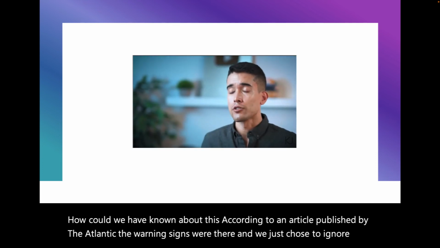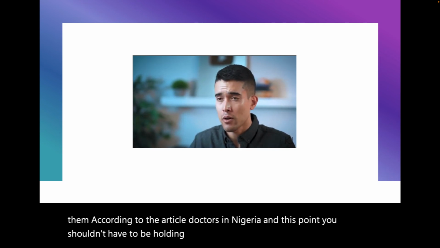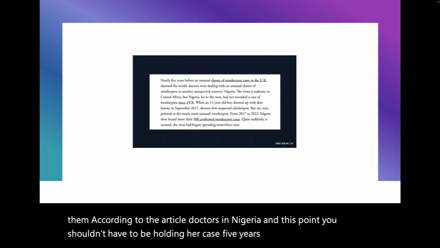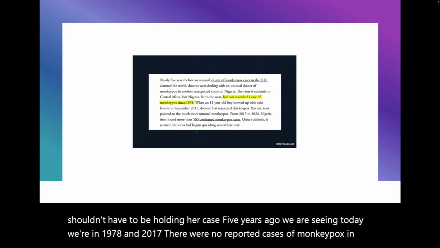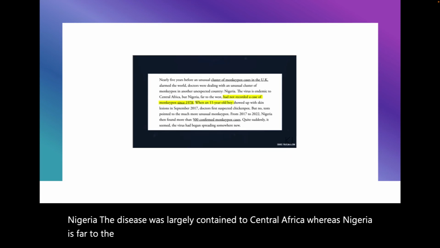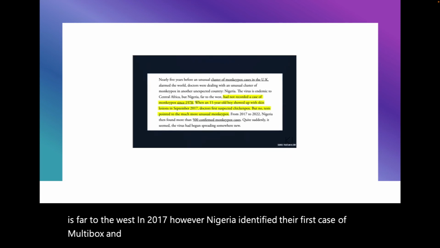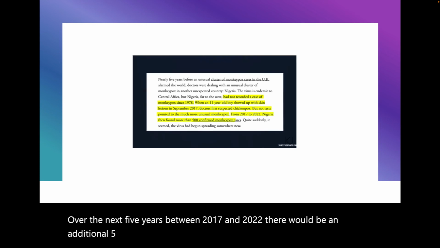According to the article, doctors in Nigeria were dealing with an unusual cluster of monkeypox cases 5 years ago, similar to the ones that we are seeing today. Between 1978 and 2017, there were no reported cases of monkeypox in Nigeria. The disease was largely contained to Central Africa, whereas Nigeria is far to the west. In 2017, however, Nigeria identified their first case of monkeypox in nearly 40 years. Over the next 5 years, between 2017 and 2022, there would be an additional 500 confirmed monkeypox cases in Nigeria.